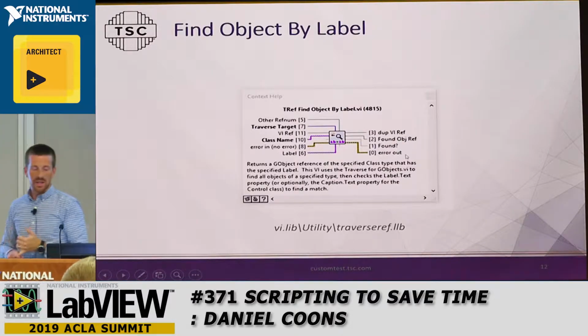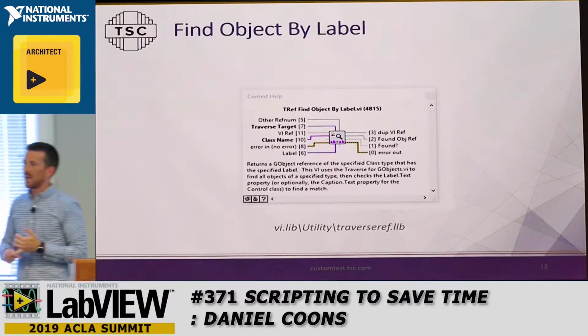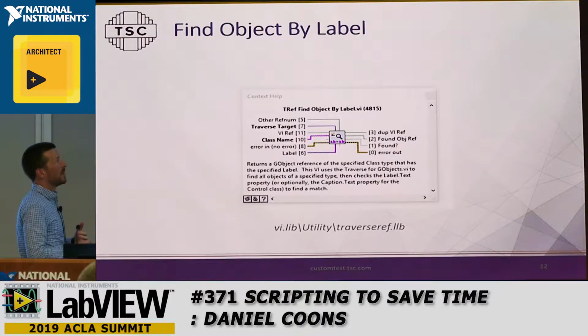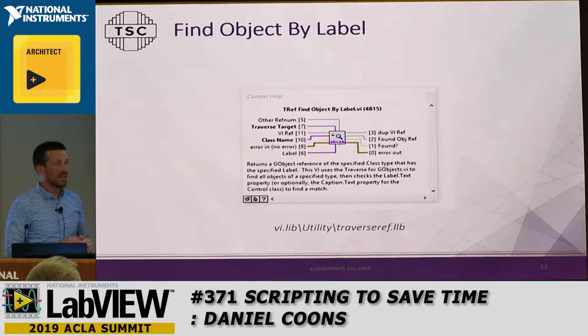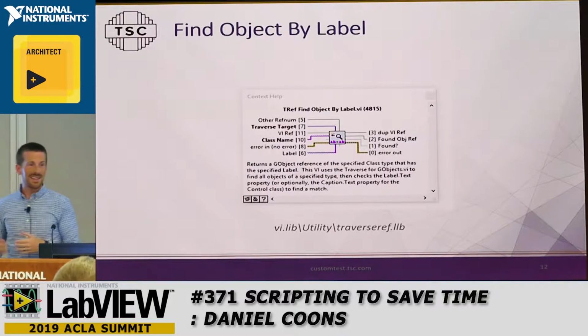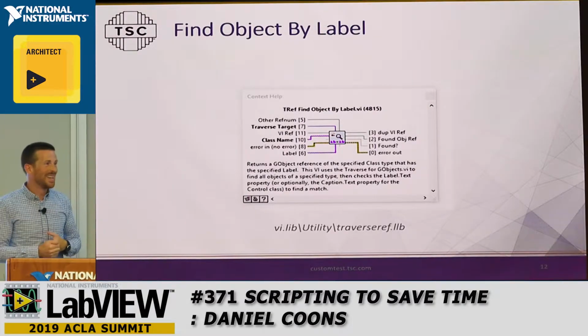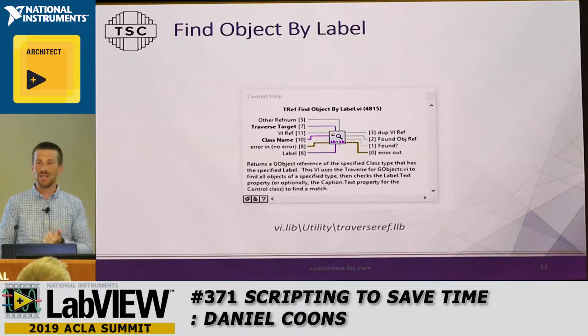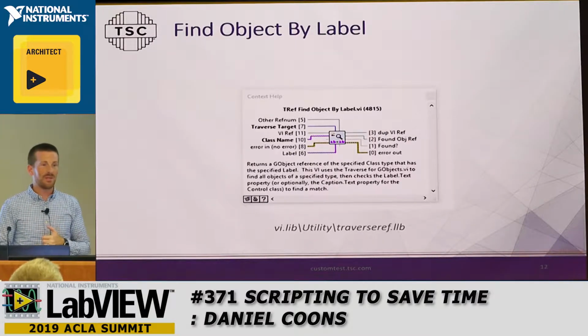So the thing I'll point out here, the VI that I'm using, I showed it before and I'll show it again in this code in a second, is this tref find object by label.vi. This is the thing that I learned from Darren last year. I was not using it before. This is a better way to search for objects. So if we know what their names are, we can find them a little easier.